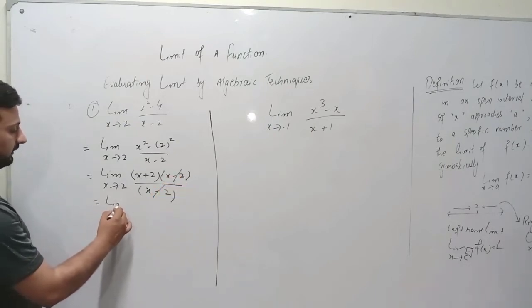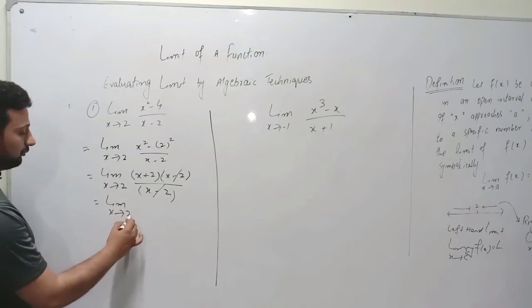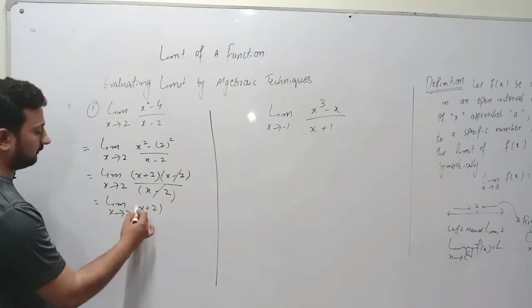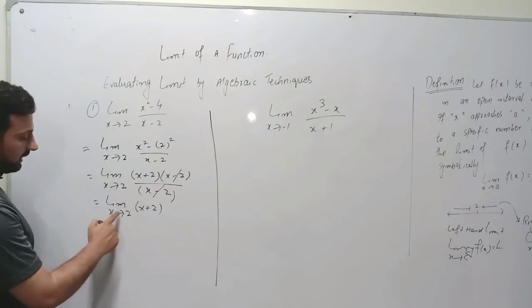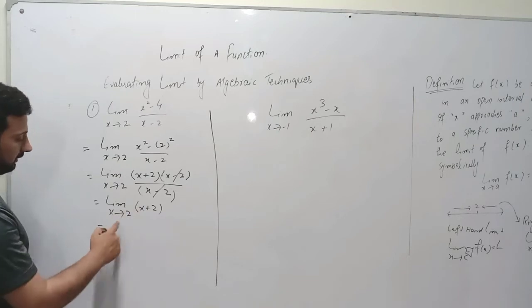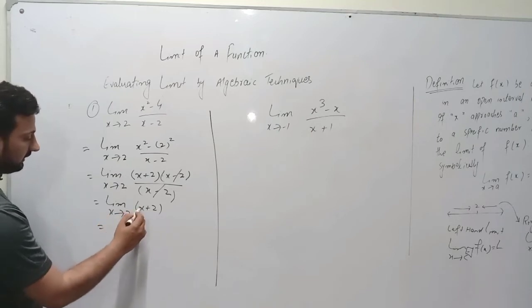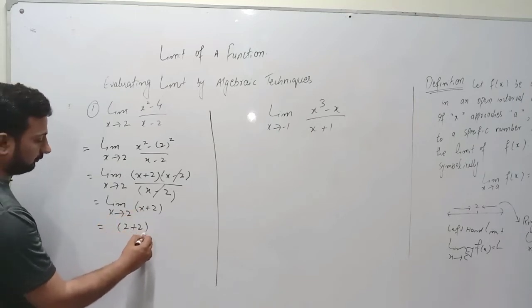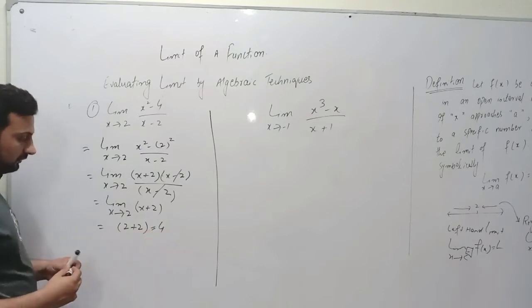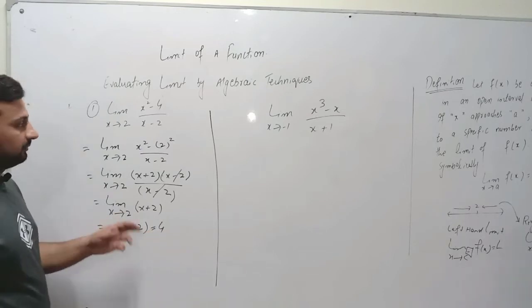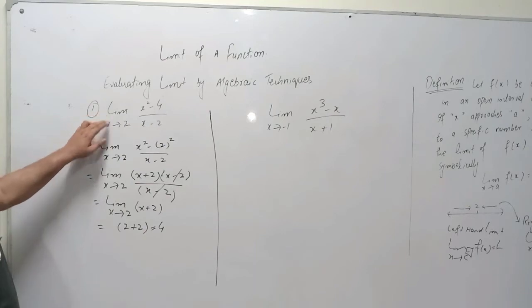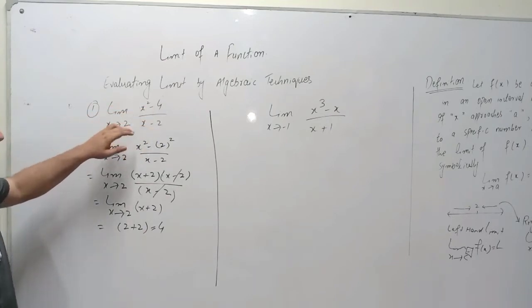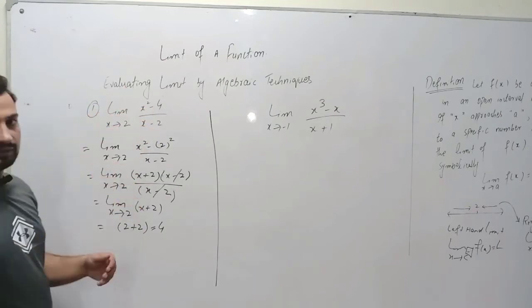Now you can see that x minus 2 will get cancelled by x minus 2. So what is left here is the limit as x approaches 2 of x plus 2. How will you solve this? You will simply substitute x equals 2 in that function. So x equals 2 means 2 plus 2, which is 4. This is a very easy, simple and convenient way for students to evaluate the limit of this question, where the function was given and we have used the algebraic technique.